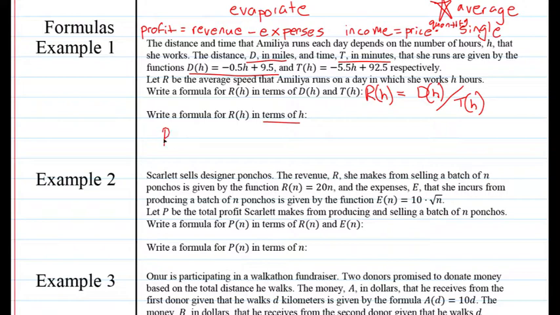So again, set up your r of h. R of h is equal to, the numerator was d of h. The numerator is negative 0.5 h plus 9.5. The denominator was t of h, which is negative 5.5 h plus 92.5. Done. That's how you write a formula just in terms of h. You start with your first part, and Khan Academy usually asks both of these for tonight's homework.